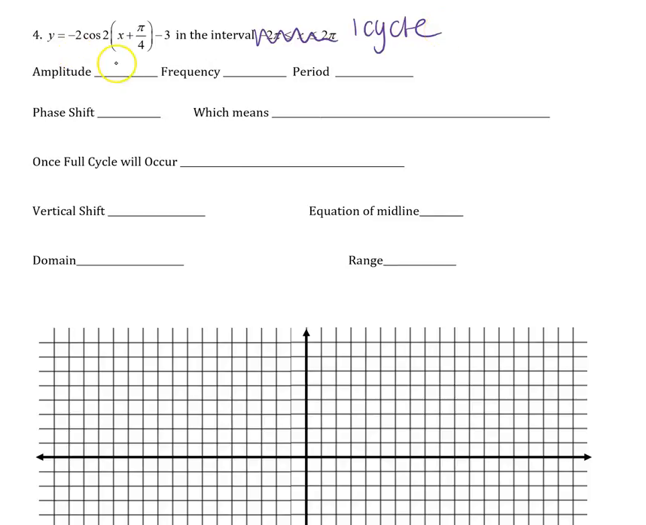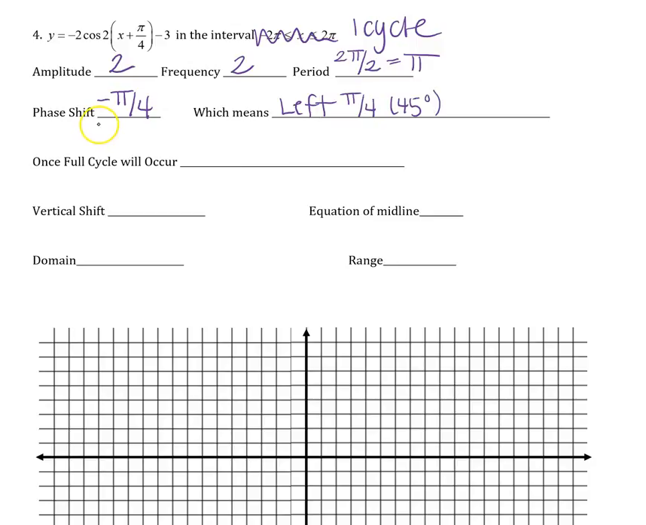The amplitude is 2, and the frequency is 2, which means the period, which is 2 pi divided by 2, is pi. So if I want to see one cycle of this, it'll be over pi units. The phase shift is negative pi over 4, which means it's moving to the left pi over 4 units, which is 45 degrees, if that helps.